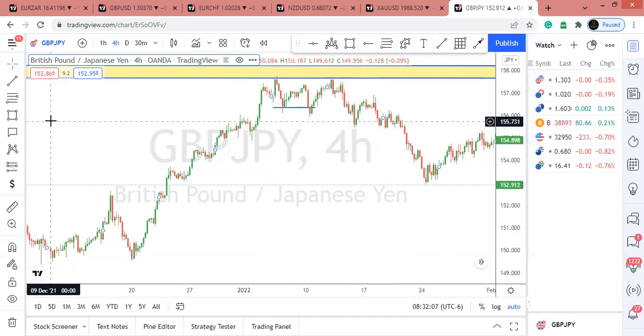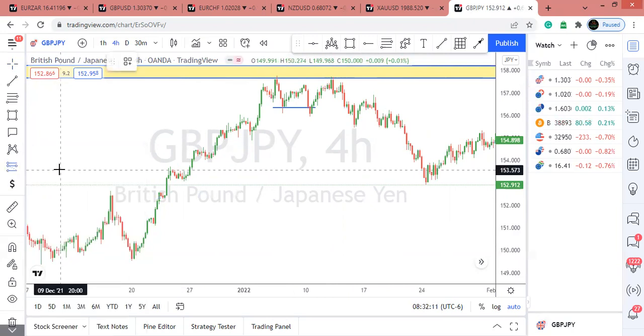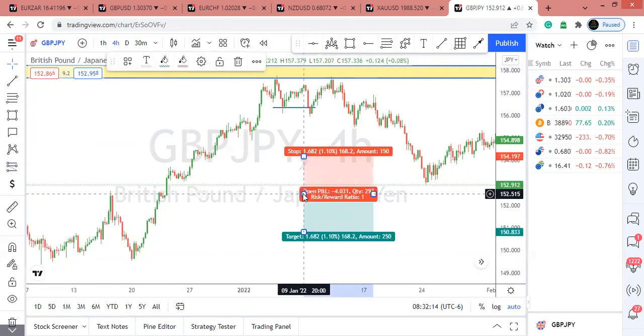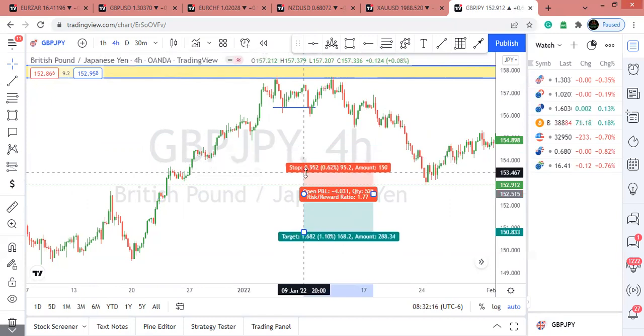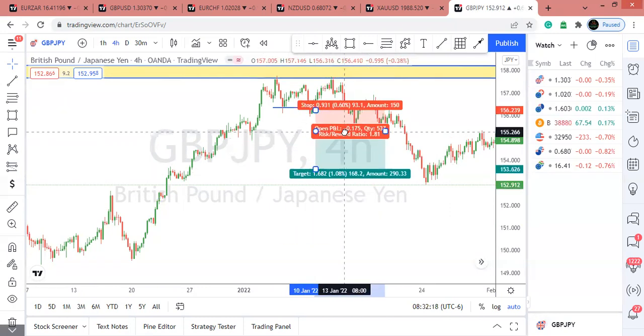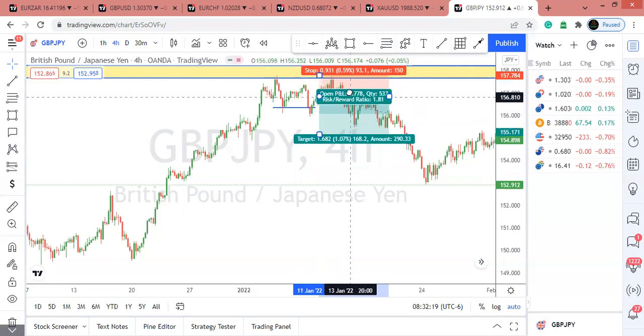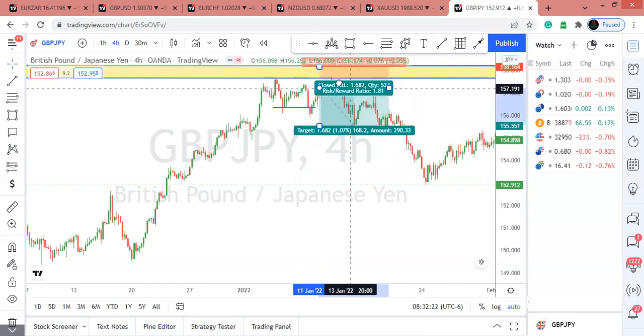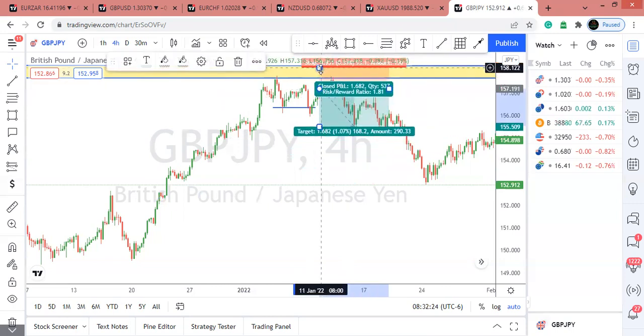Then what did you see? Price begins to go in that direction. Everything is all about patience. When it comes to this game, a whole lot of patience is required.